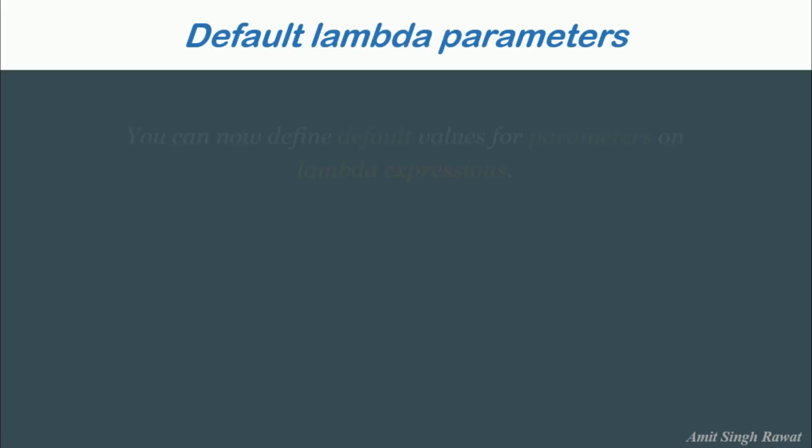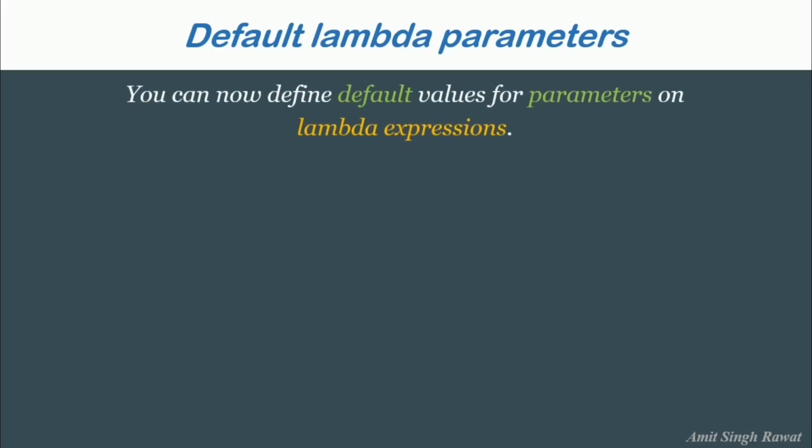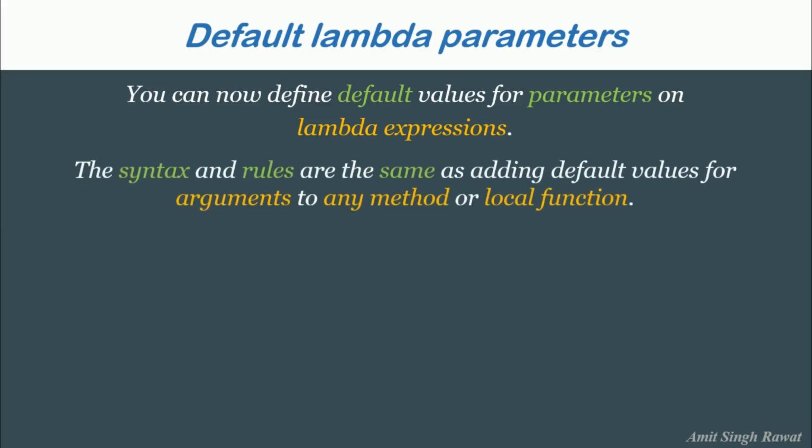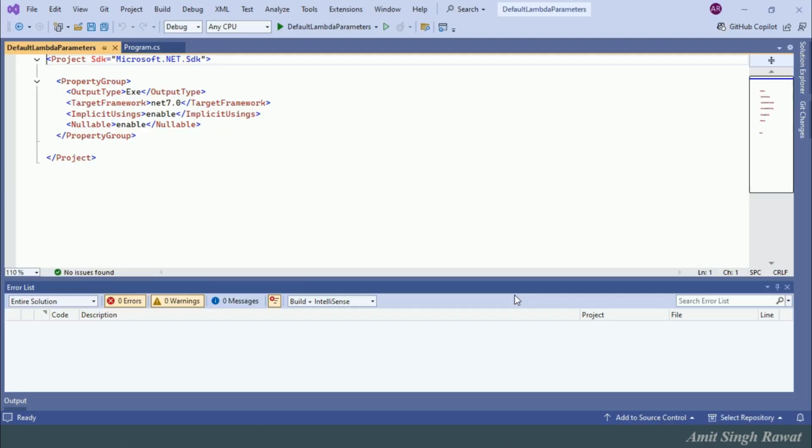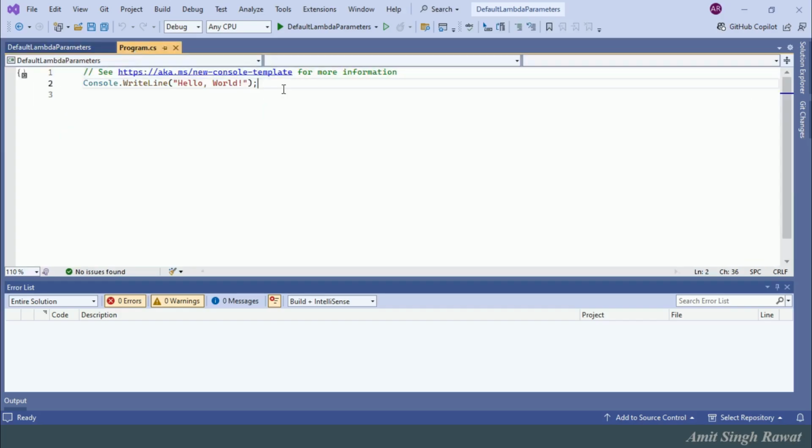So, as per Microsoft, you can now define default values for parameters on lambda expressions. The syntax and rules are the same as adding default values for arguments to any method or local function. Let's go to Visual Studio, and I already created a console application in .NET 7. Let's take a super simple example.